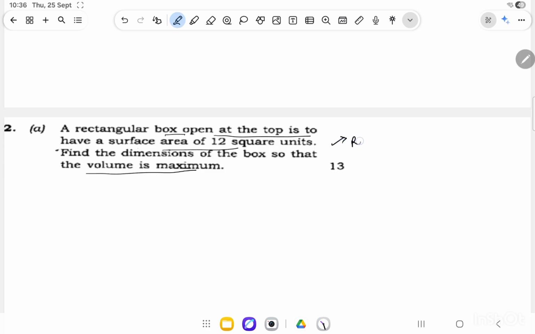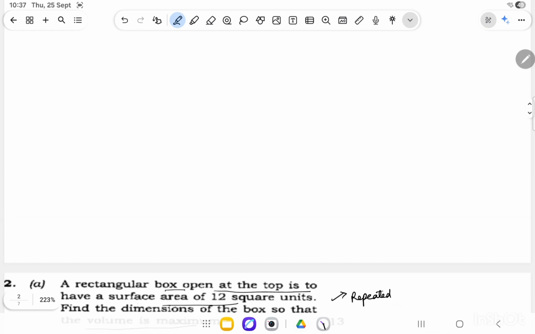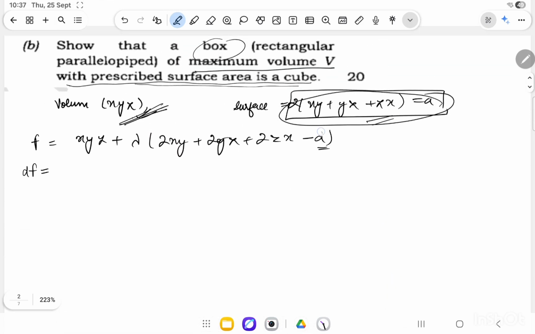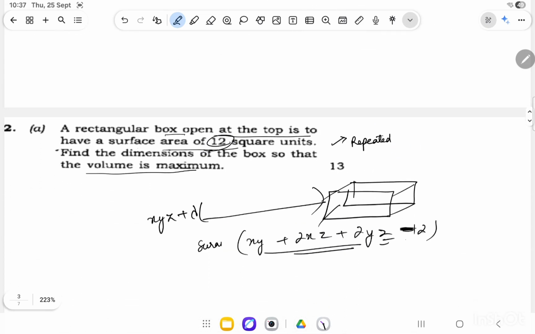Again, it is a repeated type. We have seen that if the box is open at top, then its surface area will be xy plus 2xz plus 2yz, and it is given to us as 12 units. So the condition will be this, and we are supposed to maximize the volume, that is xyz plus lambda times this condition. This is a similar question as before. Like here we assumed the surface area to be a, and in this question they have given us that surface area is 12. So if we put a equals 12, then it is the same as the previous question.